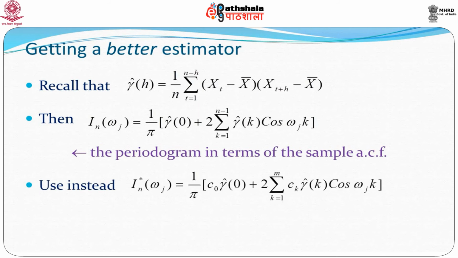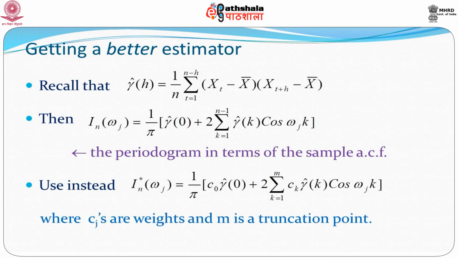So, instead of I_n(omega_j), if I substitute the value with some weights C_j, say we take, instead of just gamma hat naught, C naught gamma hat naught, instead of gamma hat k, we take C_k gamma hat k. So, we can make a weighted combination of this, where the C_j's are weights and we just sum up to m. M is some truncation point, we will decide on what m is. So, instead of the original I_n(omega_j), we look at the new one here, which is I_n star (omega_j).